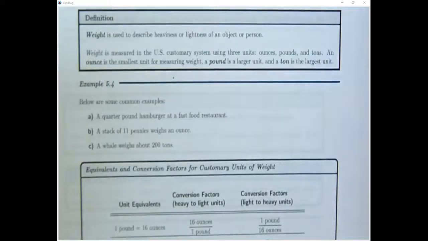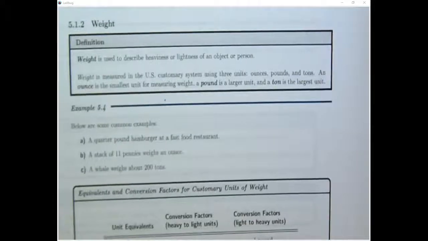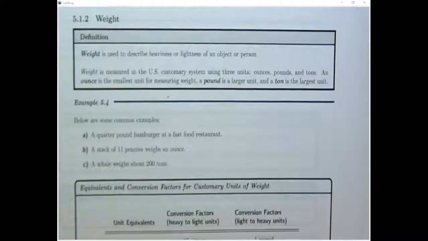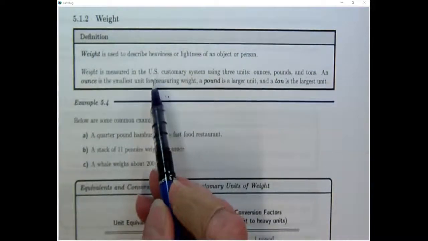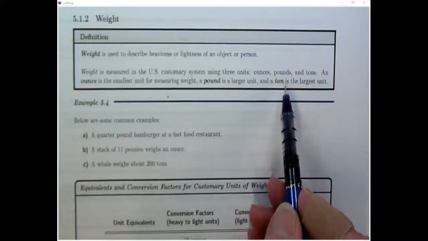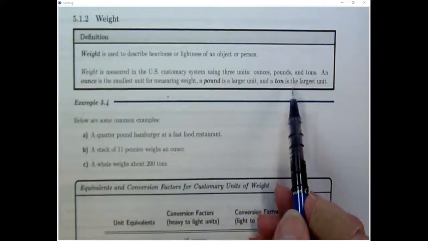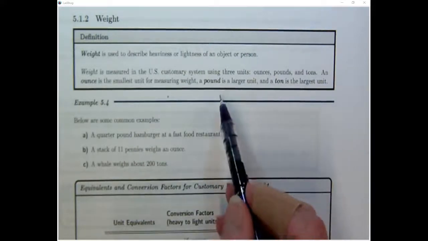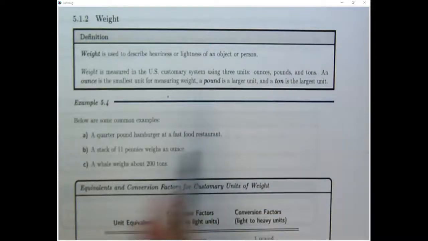Okay, now we're going to look at page 51 of your workbook, and we're going to talk about weight. Weight is used for heaviness or lightness of an object. In the U.S. system, we have ounces, pounds, and tons. We'll also look at metric, but that will come in a separate section.